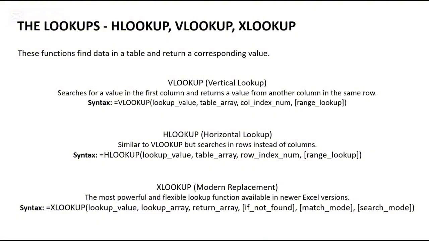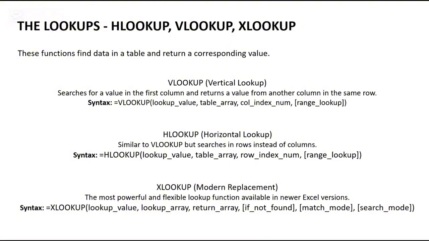VLOOKUP searches for a value in the first column and returns a value from another column in the same row. You can see the syntax: VLOOKUP, lookup value, table array, column index number, and range lookup. The VLOOKUP is called vertical lookup. We also have the HLOOKUP function, which is horizontal lookup.